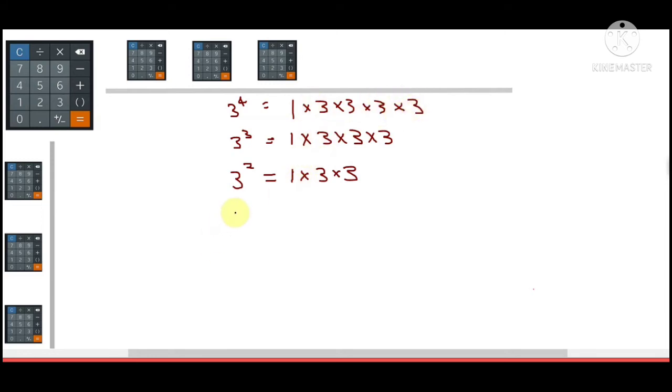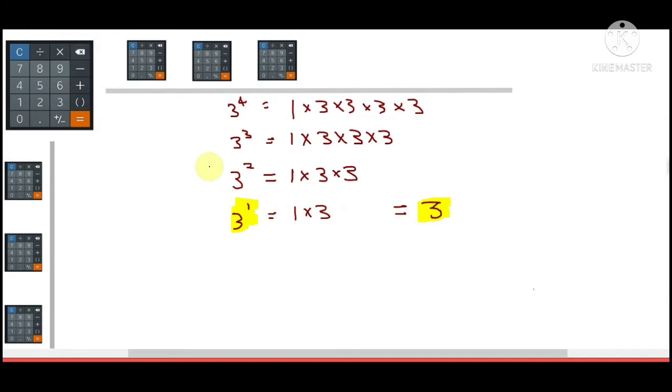Alright. So how about 3 to the first power? So we start with 1 again, multiplied by how many 3's? 1 3, just 1 3. And what does that work out to be? That works out to be 1 times 3 is 3. So again, we are seeing that a base raised to the first power is indeed equal to itself.